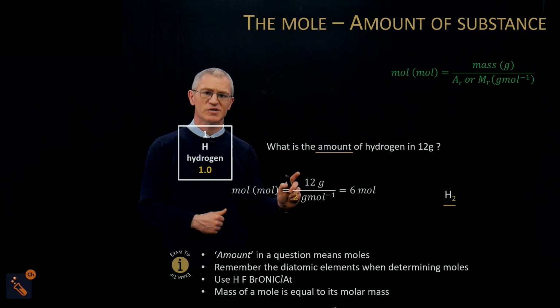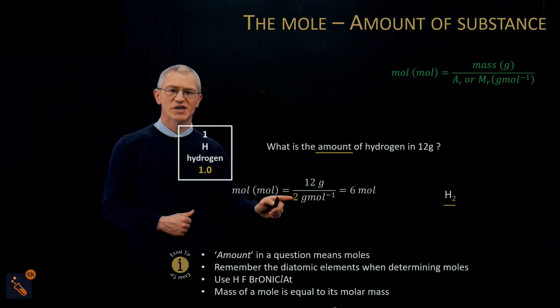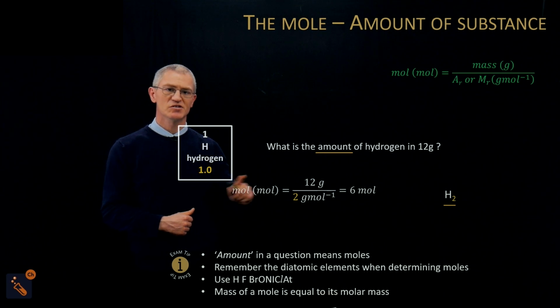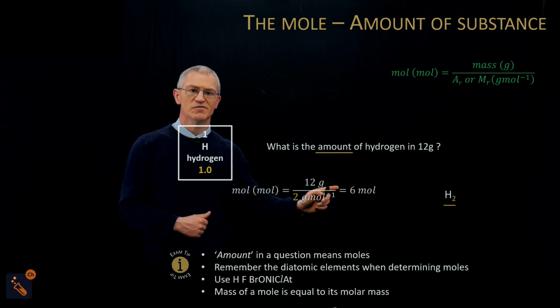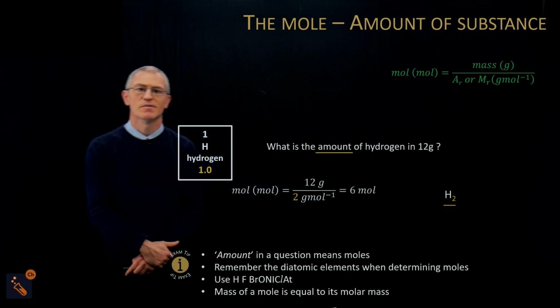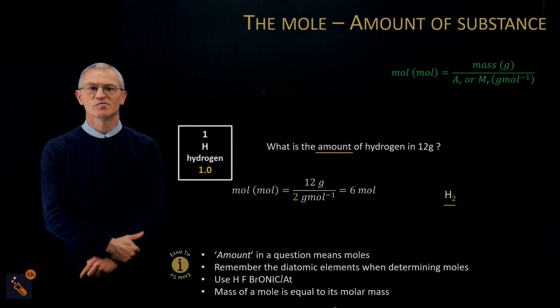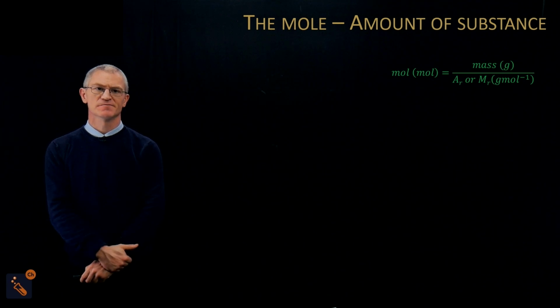So let's say this time we had 12 grams of hydrogen, as we said in the question. Our relative molecular mass is not 1 as it says there. Remember there are 2 hydrogens in the molecule, so it's 2 times 1 is 2, and therefore if I had 12 grams I would have 6 moles, and that's my amount of hydrogen, as in my number of moles of hydrogen. Our next question is going to involve significant figures.